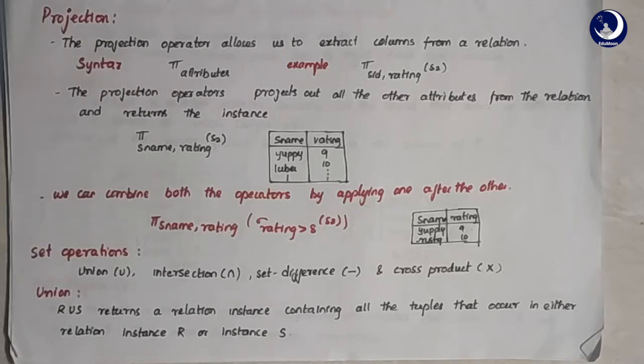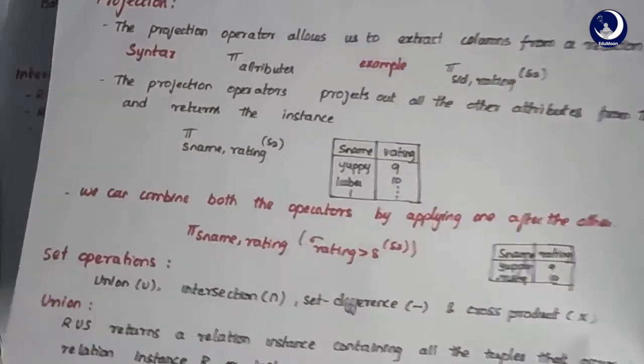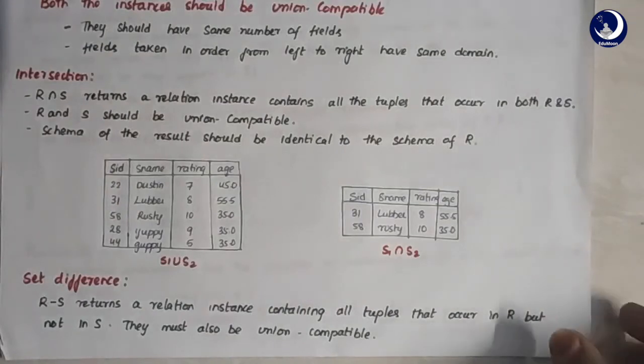A union applied between two instances R and S returns a relation instance containing all the tuples that occur in either the relation instance R or relation instance S. So they are basically going to have the fields that are present in R and also the fields that are present in S. Right. The duplicate fields, the fields which are common, are going to be taken only once. They're not duplicated.